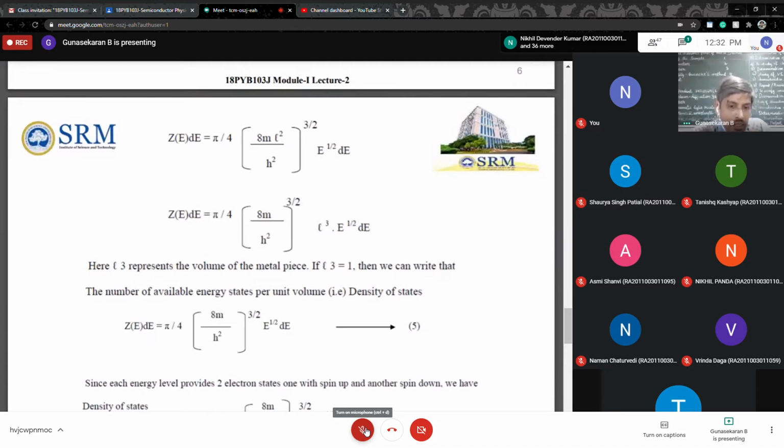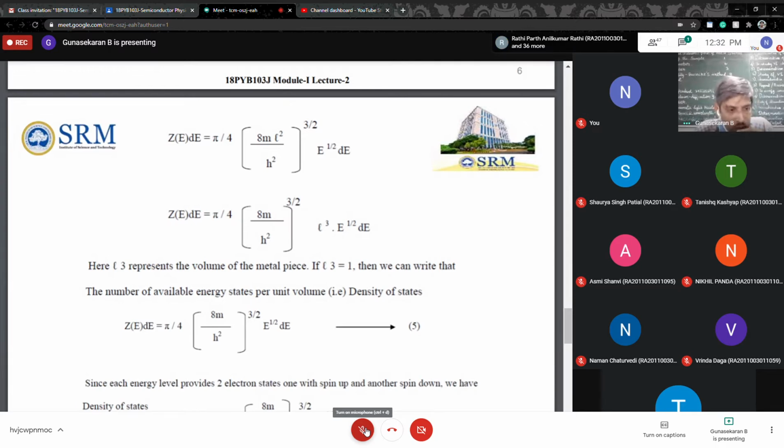Now please understand that each energy level provides 2 electron states. So one with the spin up, the other with the spin down. Is it correct? Yes, sir. There are 2 electrons in each energy level, say for example, the Pauli's exclusion principle.